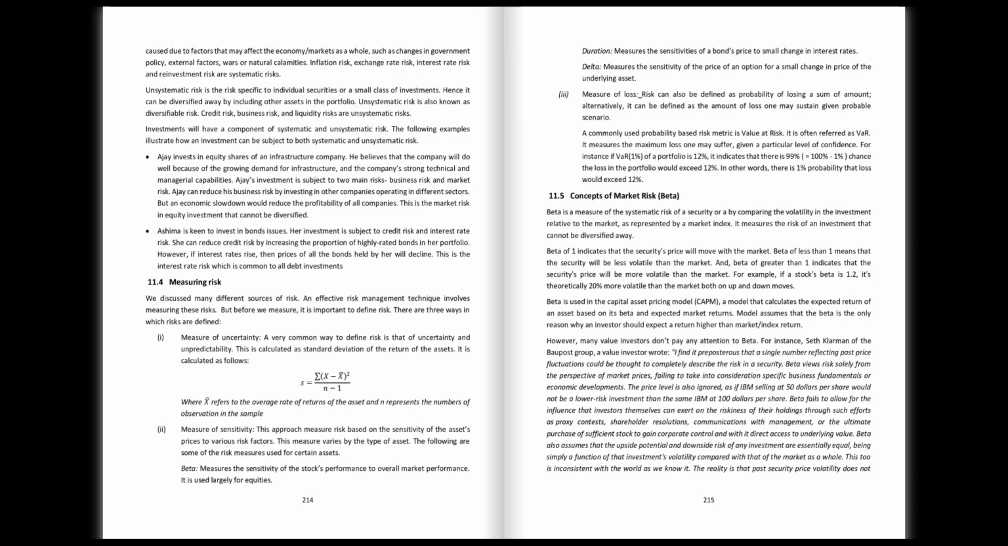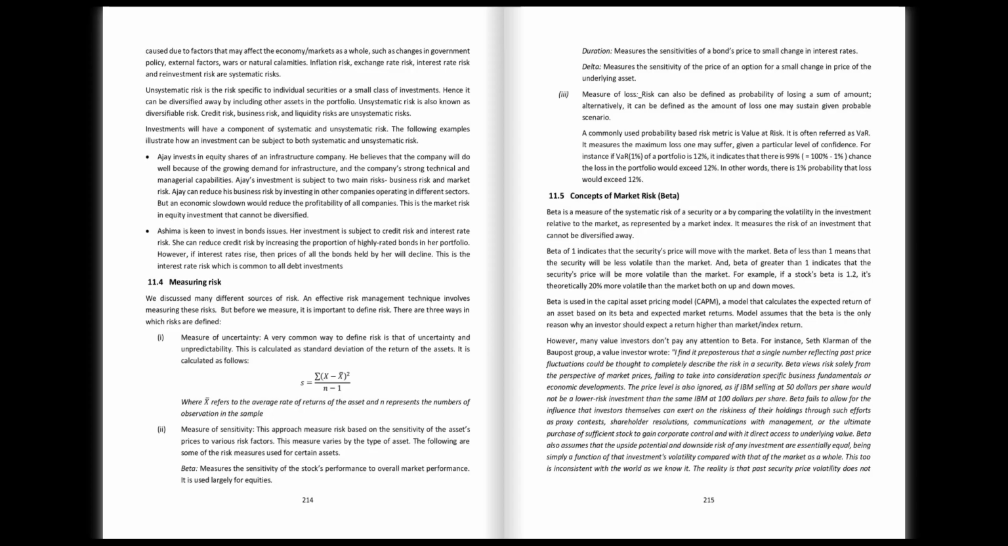The following examples illustrate how an investment can be subject to both systematic and unsystematic risk. Ajay invests in equity shares of an infrastructure company. He believes that the company will do well because of the growing demand for infrastructure and the company's strong technical and managerial capabilities. Ajay's investment is subject to two main risks, business risk and market risk. Ajay can reduce his business risk by investing in other companies operating in different sectors. But an economic slowdown would reduce the profitability of all companies. This is the market risk in equity investment that cannot be diversified.